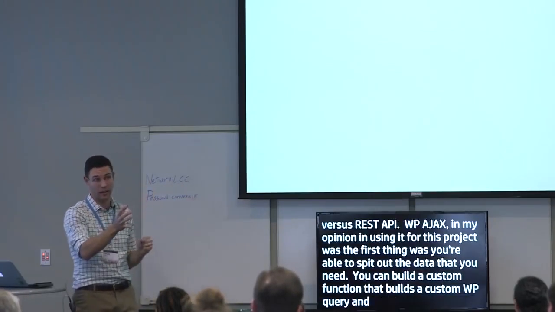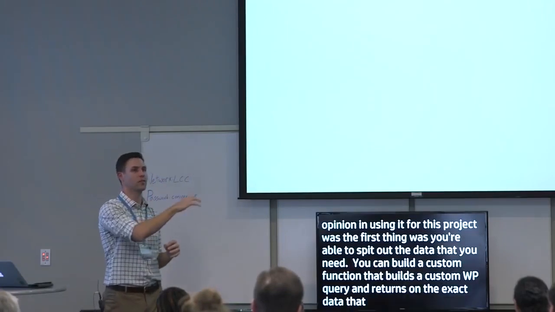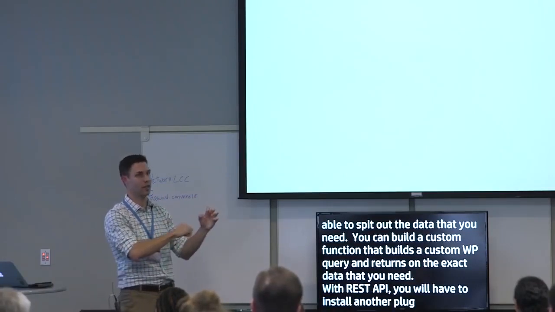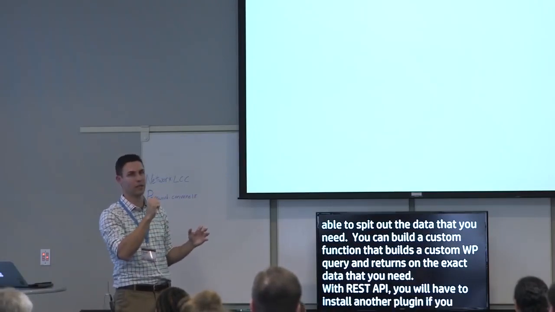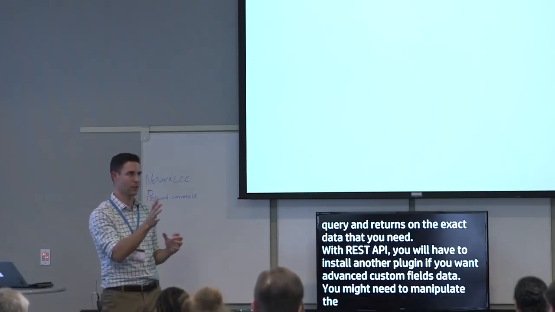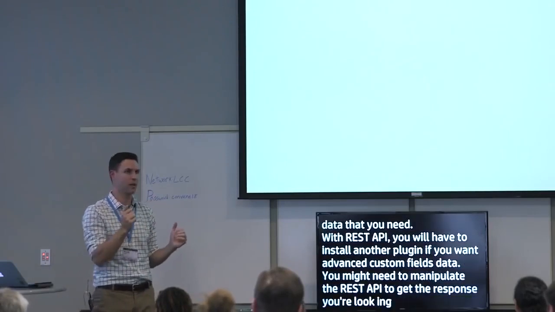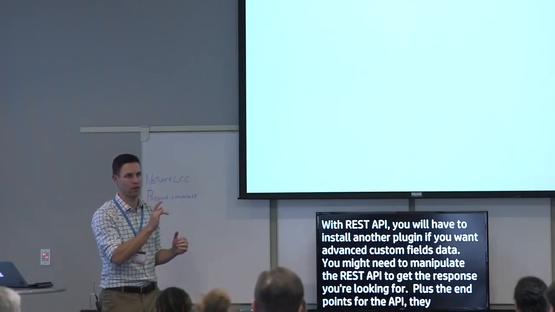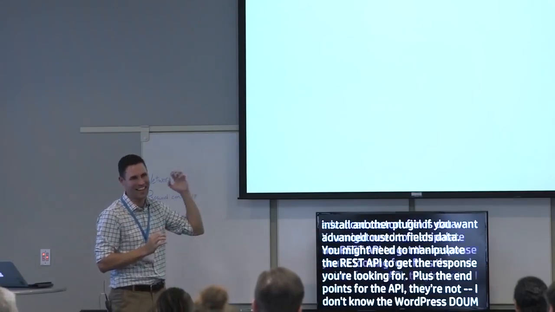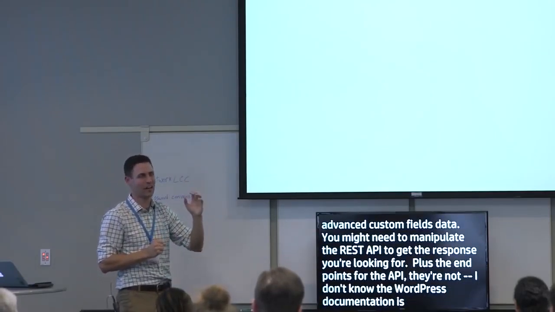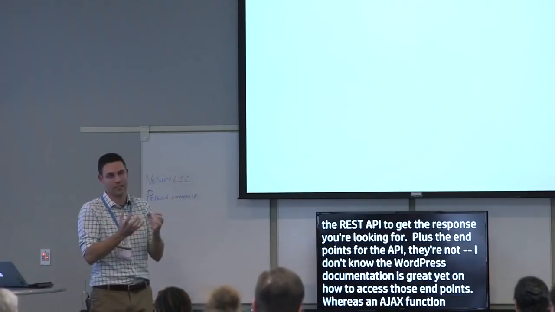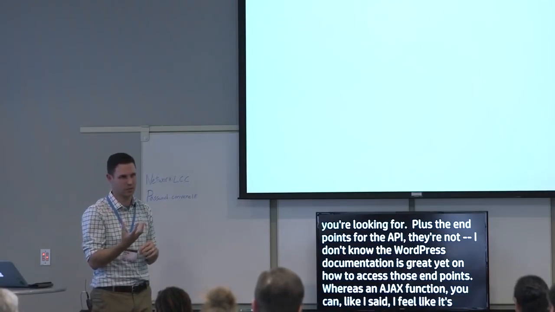With the REST API, you're going to have to install another plugin if you want to get ACF data, Advanced Custom Fields data, or if you have any other kind of data, you might need to manipulate the REST API in order to get the right response you're looking for. So that's a little bit. Plus the endpoints for the API, I don't think the WordPress documentation is great yet on how to access those endpoints. Whereas with an Ajax function, the admin Ajax, like I said, I feel like it's slightly more customizable.